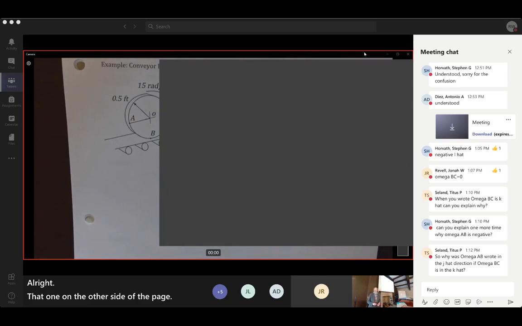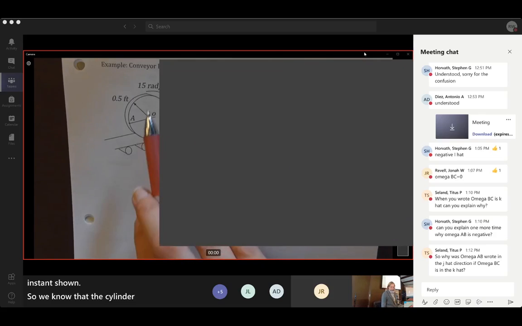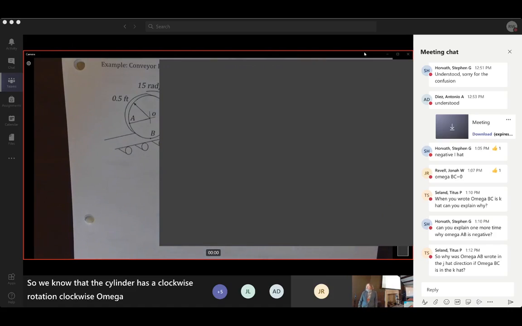So here we've got a cylinder that's rolling without slipping on a conveyor belt that's moving at a particular speed. And we'd like to find the velocity of point A at the instant shown. So we know that the cylinder has a clockwise rotation, clockwise omega of 15 radians per second. And so that's pretty much what we know at this point.